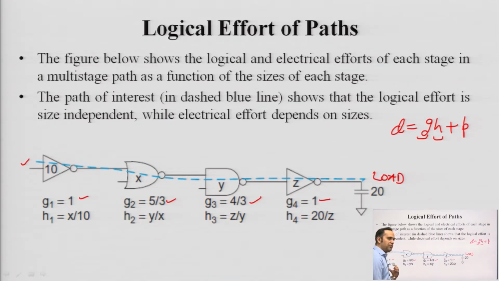The fan out, which is the ratio of output to input capacitance: if this input is driving this NOR gate with capacitance x, the electrical effort is x over 10, where 10 is the capacitance of this initial inverter. Similarly, at this stage the electrical effort is y over x, here it is z over y, and here the load capacitance is 20 units and the input capacitance of this inverter is z, so your electrical effort becomes 20 over z. Logical effort is a measure of complexity, and electrical effort is a measure of fan out.